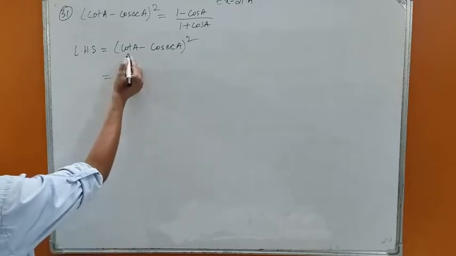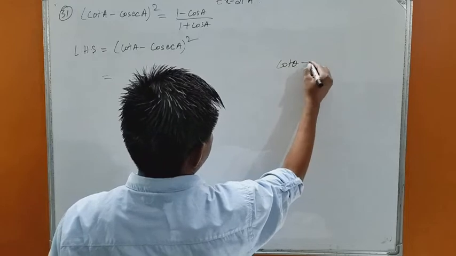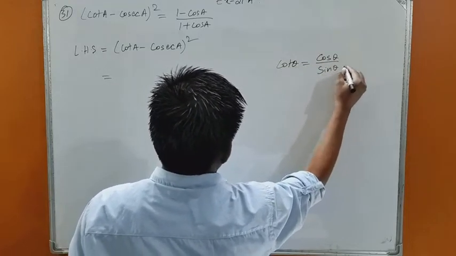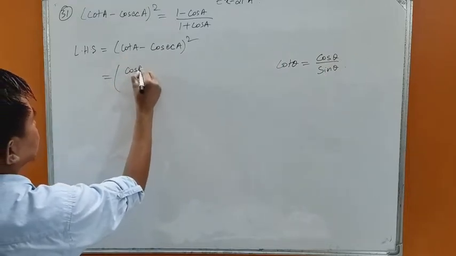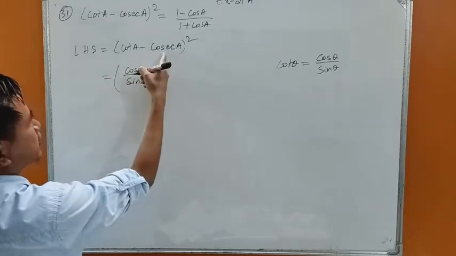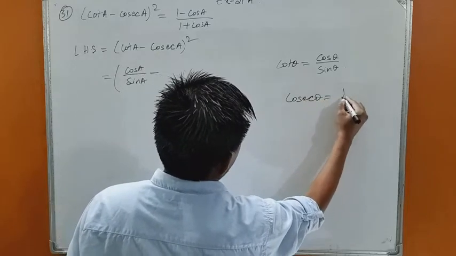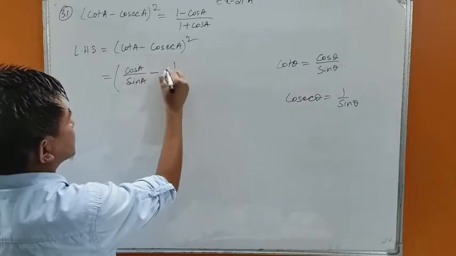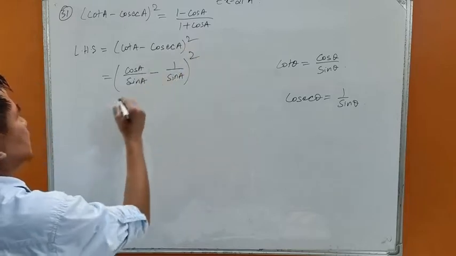So let's change this cot a into cos a and sin a form. We know that cot theta means cos theta by sin theta. So let's apply this formula here. Cot a means cos a by sin a, minus this cosec a. Since cosec theta equals 1 upon sin theta, cosec a means 1 upon sin a, whole square.